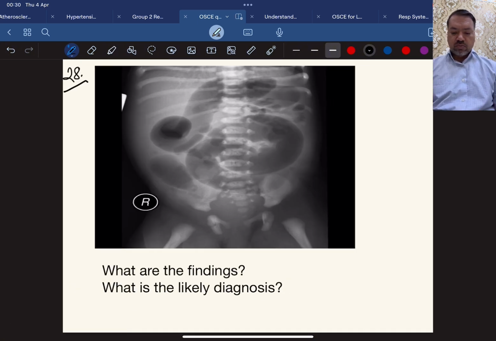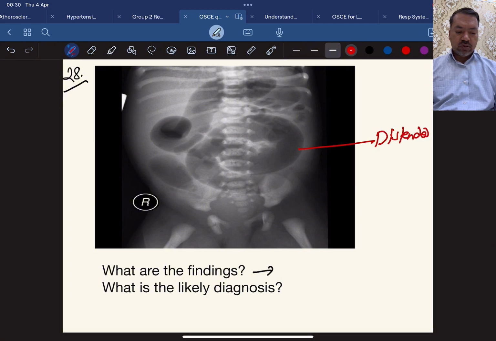Now, number 28. Look here. This is again a plain X-ray of the abdomen, and you can see a hugely distended bowel here. This is probably the rectum, sigmoid colon, and even the transverse colon. So this distended bowel looks like a case of Hirschsprung's disease.